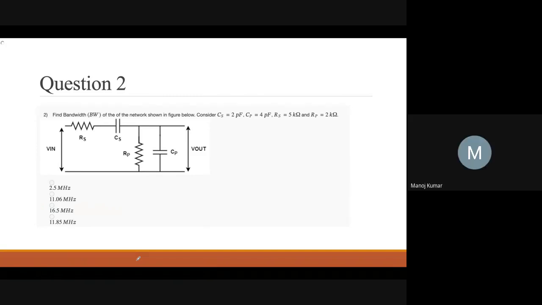Option C, ma'am. 16.5. Yes. Can you explain a little bit how you have calculated? Yes, ma'am. Tau S value is already determined from the last question and tau P also. FL, the low cutoff frequency, is equal to 1 by 2 pi tau S, and the high cutoff frequency FH is 1 by 2 pi tau P. So we have to find FL and FH, and bandwidth is equal to FH minus FL. FL value is 16.63 megahertz. Yes, the right answer is 16.5.